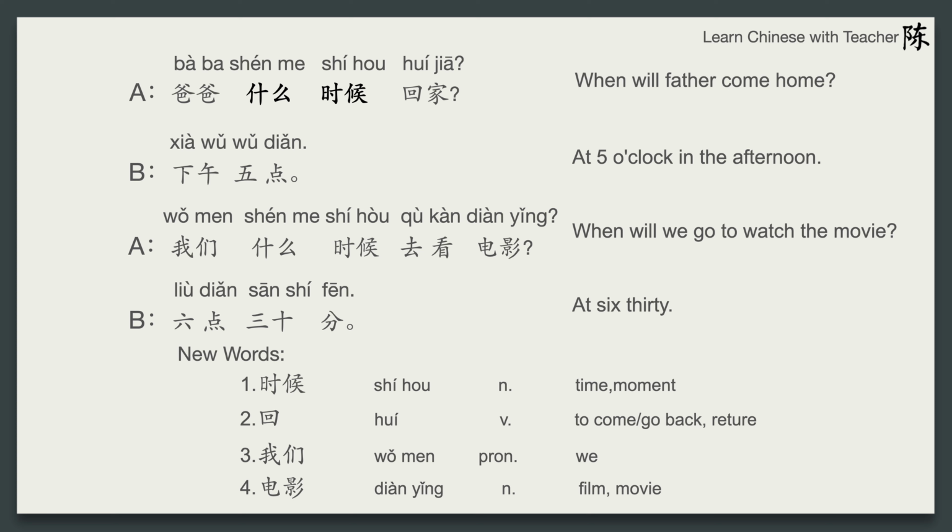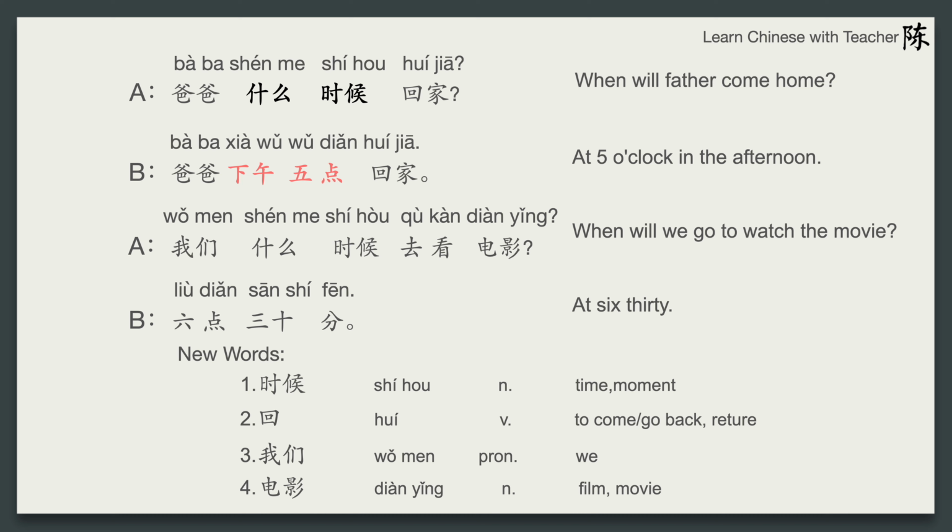In English, we say when or at what time, but usually we say when. The English translation of the first sentence is, when will father come home? We know it's something that will happen in the future by the auxiliary verb will. But in the Chinese sentence, we know it's something that will happen in the future from the context. The order of asking the question with 什么时候 when in Chinese is different compared to the English sentence.